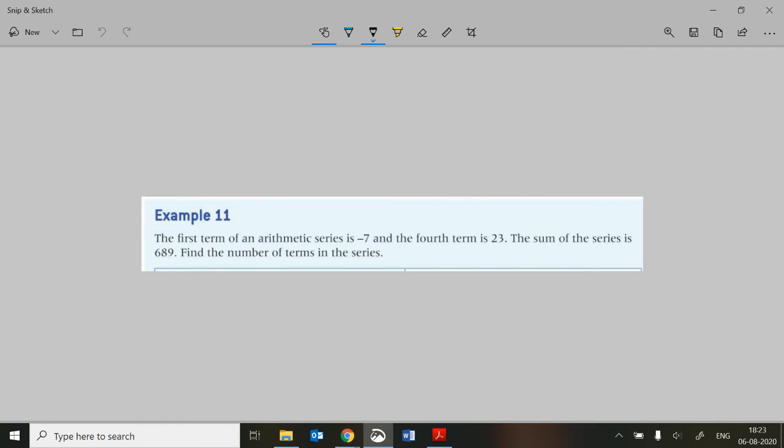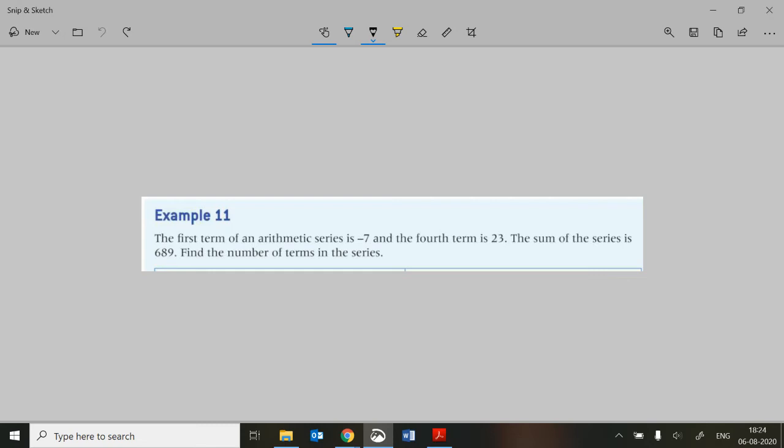Example 11. First term of an arithmetic series is minus 7. So here they've said arithmetic series, and the fourth term is 23. So we're definitely adding these things together. The sum of the series is 689. They're letting us know that the series is going to be added together, and the sum of the series gives us the addition of all of them. So the fourth term isn't the addition of the four. It's just the fourth one in our addition, the fourth thing that we need to add on. Find the number of terms in the series.